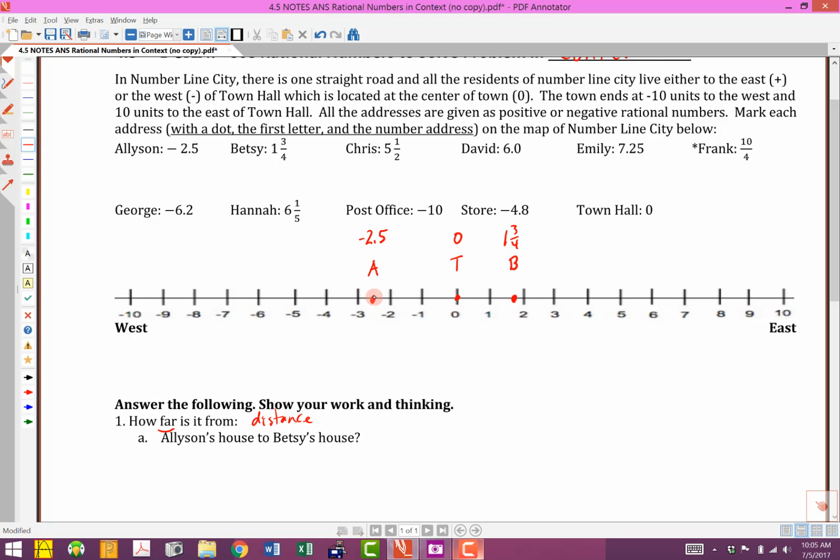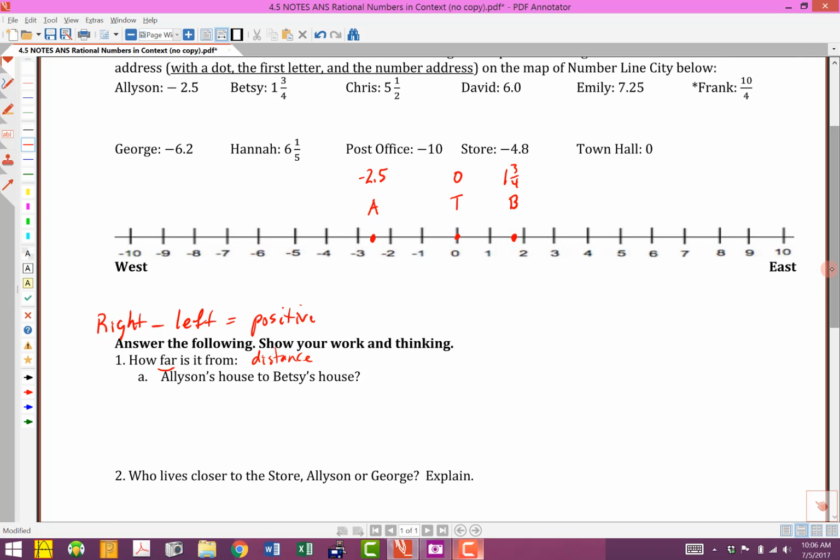If you want the answer when we find the difference between these two addresses to be positive, if you do the right address minus the left address, you will get a positive answer. It'll work that way every single time. So what we're going to do on this one, to find how far it is from Allison's house to Betsy's house, we just want to know what's the positive distance.